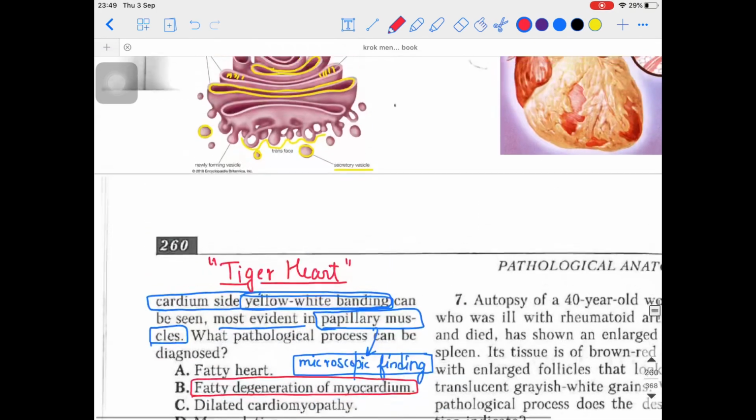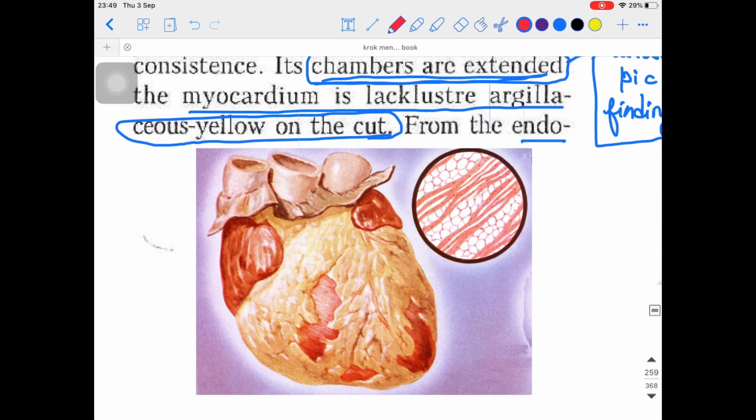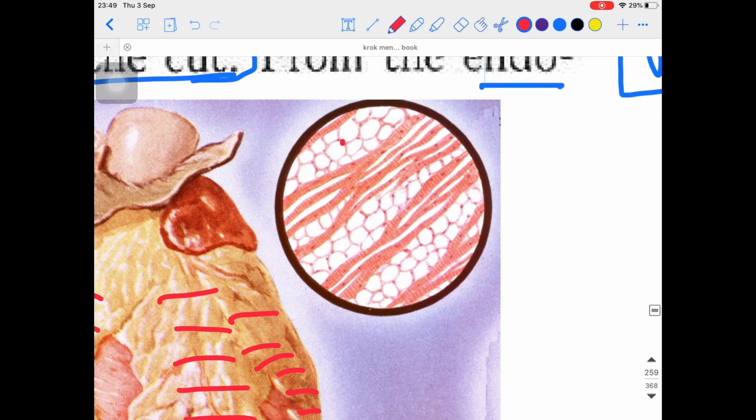In the previous question also you can see the image over here, these are the fatty changes, this was the tiger heart definitely. So the fatty degeneration of the myocardium you can see, this yellowish mass which is covering this whole myocardium layer. Even if you zoom over here, these are the fat globules invading the myocardium, which caused the death of this unfortunate patient. So that was about this.